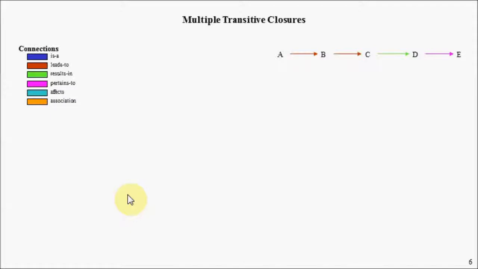Let's look at TCSQL's support of multiple transitive closures. Imagine you have these different connection types here. We have node A going to node B via a leads to connection, going from B to C, also a leads to connection, going from C to D via a results in connection, and D to E in a pertains to connection. And imagine that there is a taxonomy associated with these different connection types here.